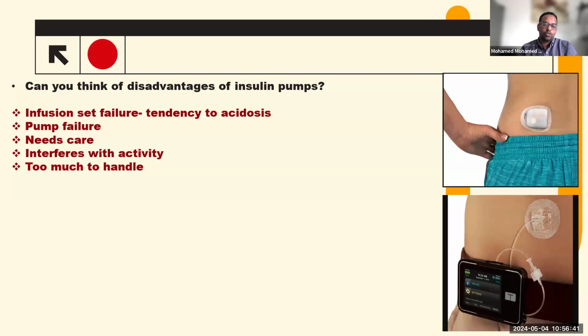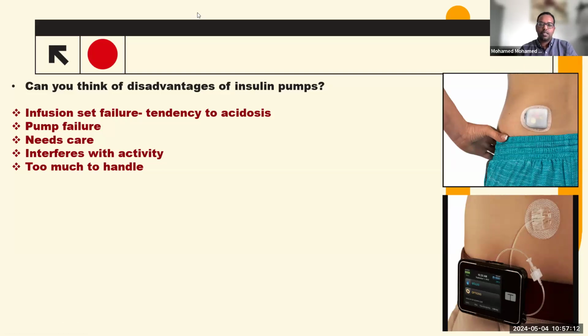As I say, take it off when you go for a bath, take it off when you go swimming, look after it, keep it clean, which can be really challenging in small children. It also interferes with activity. Sometimes the pump slips. The T-slim has to be carried in your pocket or sometimes in a waist bag so it doesn't interfere with activity. Sometimes it can be too much to handle. Now back to the question about safety measures to make sure it doesn't give any further insulin.